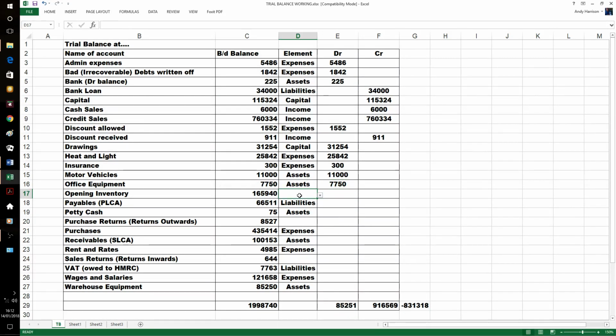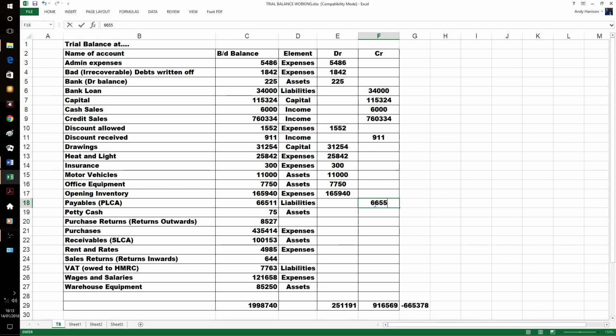Opening inventory, another one that causes arguments, but actually as far as we're concerned in the current year it's an expense, not an asset. It was an asset at the end of last year, but this year we're using it, it's this year's expense. So of the two control accounts, the purchase ledger and sales ledger, payables and receivables, this is the one that's easy to remember. We owe money to our supplier or suppliers.